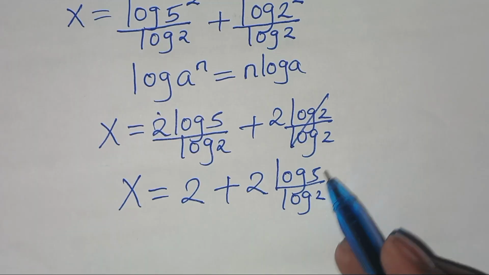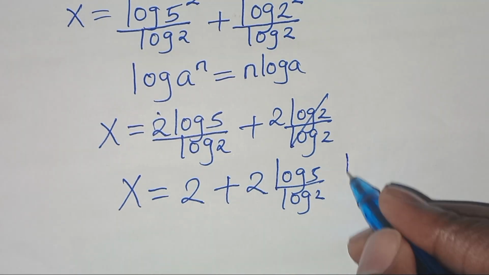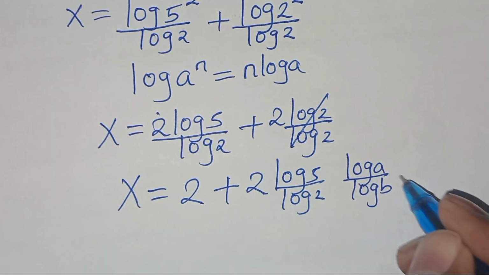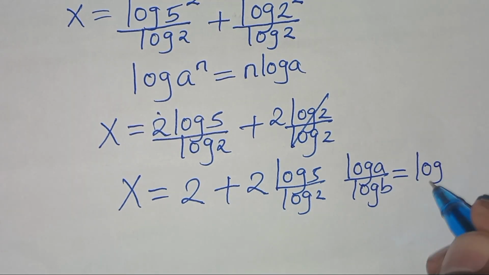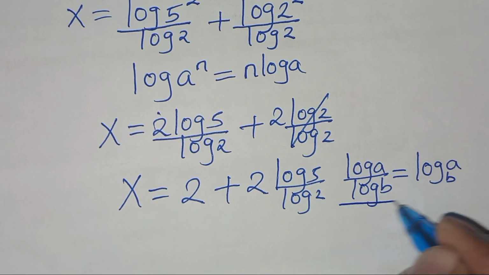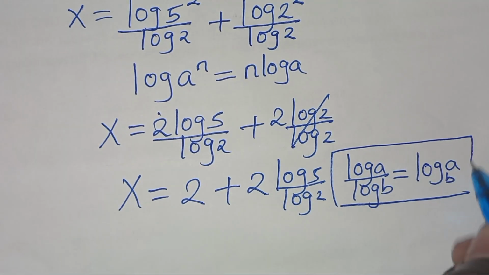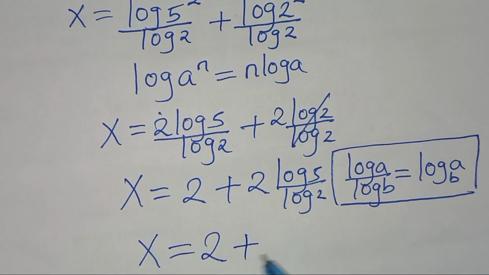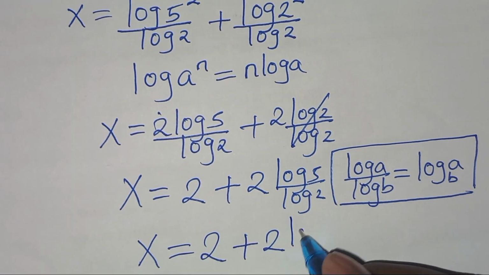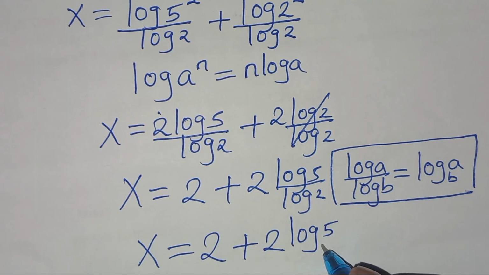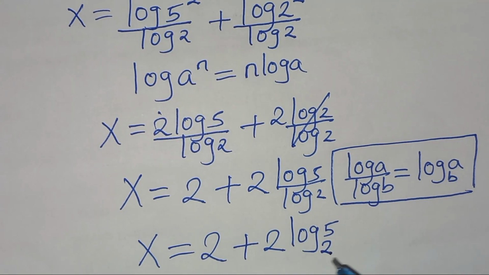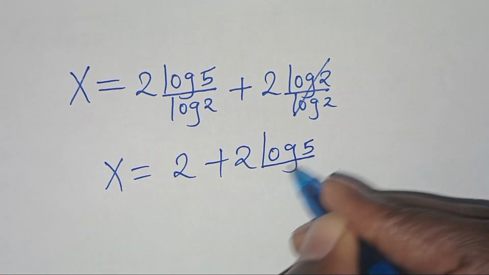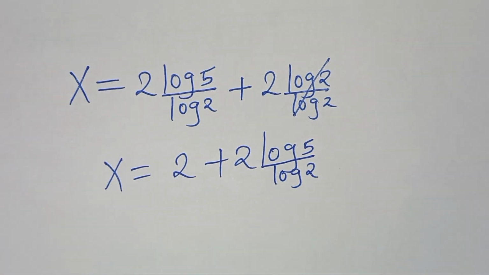So you find that log 5 divided by log 2 is in the form of log a divided by log b, which we can express as log a to base b. Applying this logarithm property, x will be equal to 2 plus 2 log 5 to base 2. So essentially 2 plus 2 log 5 divided by log 2.